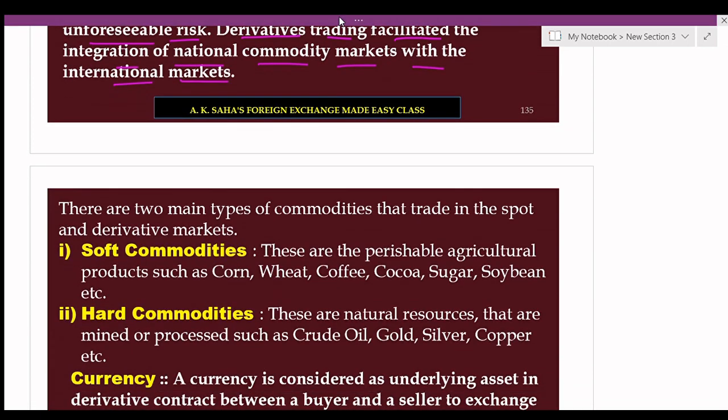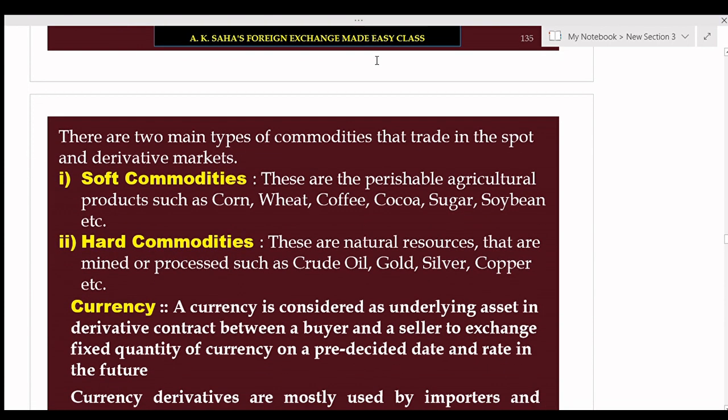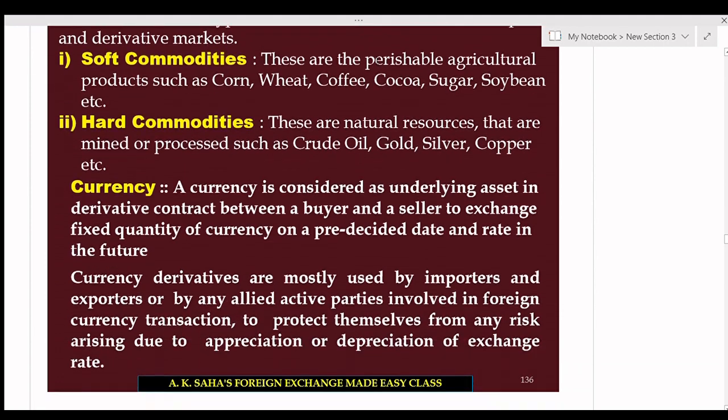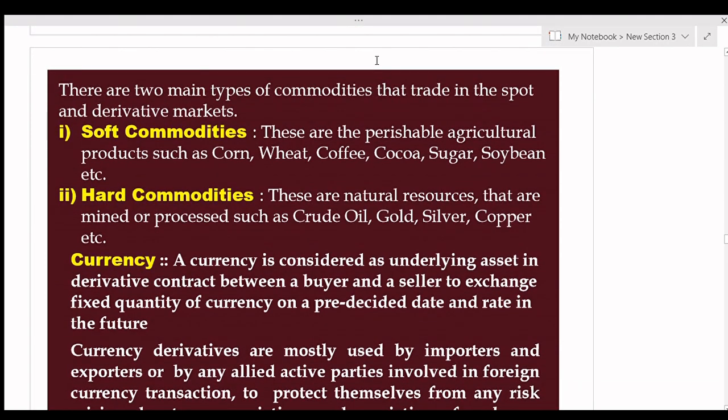There are two main types of commodities that trade in the spot and derivative market. One is soft commodities. These are perishable agriculture products such as corn, wheat, coffee, cocoa, sugar, soybean, etc. Next is hard commodities. These are natural resources that are mined or processed such as crude oil, gold, silver, copper, etc.